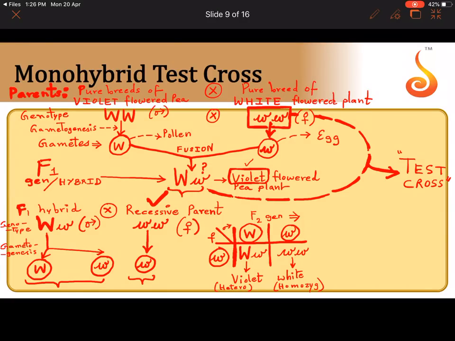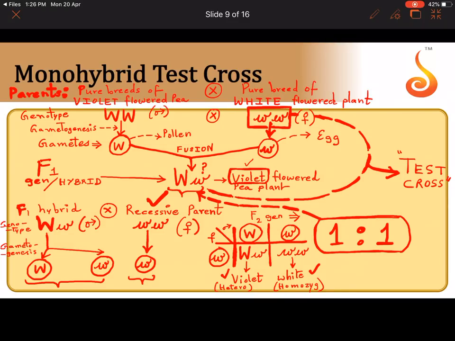So what is the phenotypic and genotypic ratio? Both the ratios are 1:1, 50-50. Half of them are violet flowered plants, half of them are white flowered plants. So this is the key. If you get a ratio of 1:1, that means you can be 100% sure that the F1 hybrid whose genotype you did not know is a heterozygote. Did you understand what I'm saying? So that is the result of the test cross.